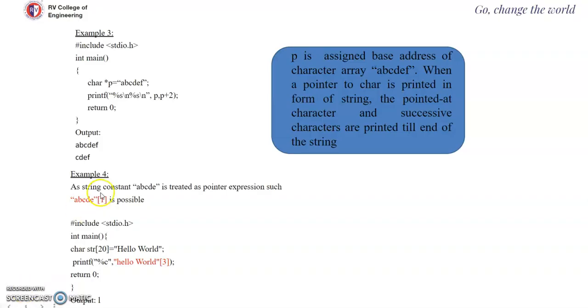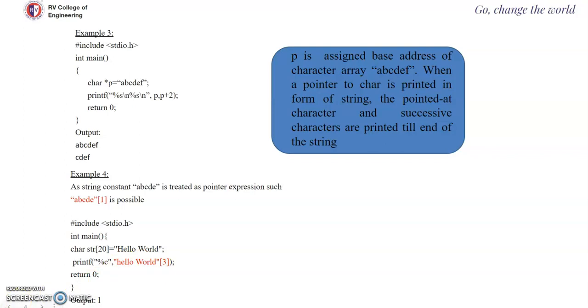The next example. The string constant ABCDE is treated as a pointer expression such that the first position character of ABCDE is accessible. So suppose we have declared character array str[20] equal to "hello world". Then if you are going to print the character of this hello world at 3, it refers to 0, 1, 2, 3, that is L. So L will be printed.